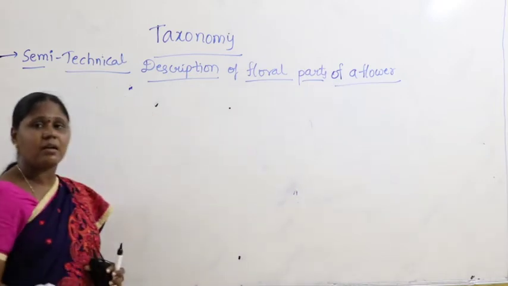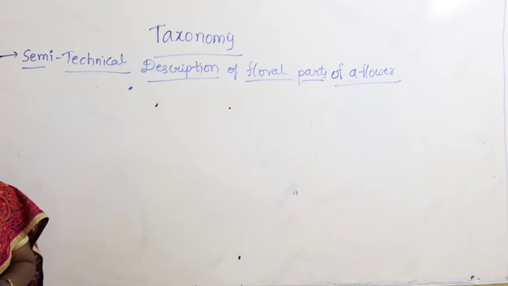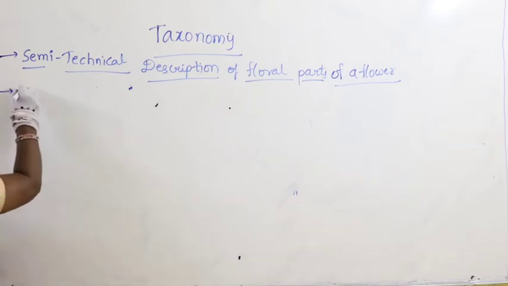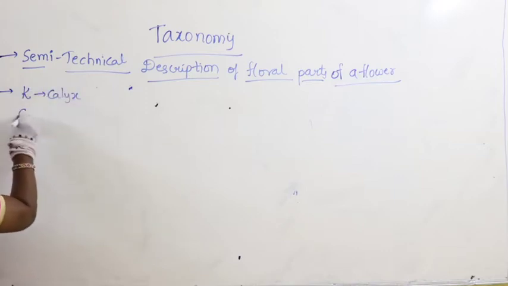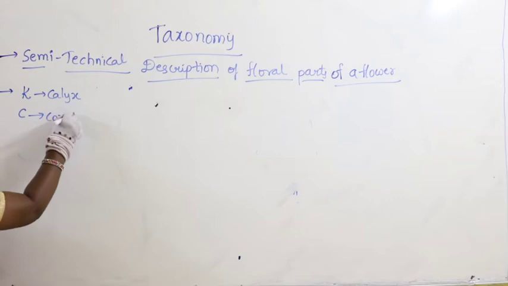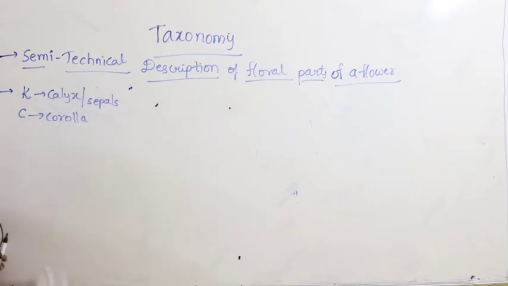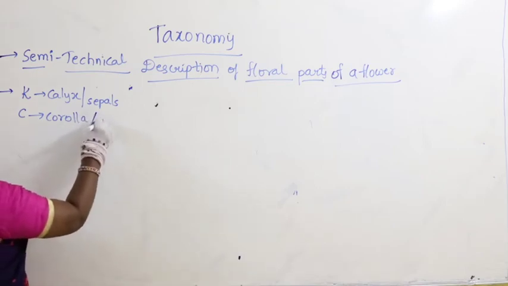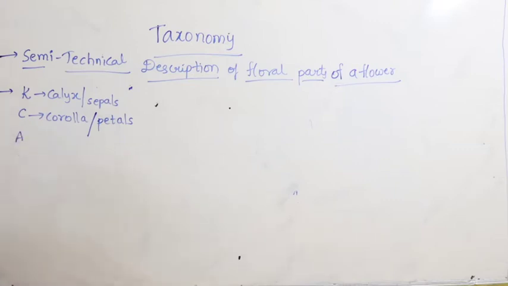So for a flower, what are the floral characteristics which we are going to represent? Out of all floral characteristics, main floral characteristics as you know, K for calyx, C for corolla. Calyx or itself we call it as sepals, right? And C is meant for petals, or itself is called corolla.